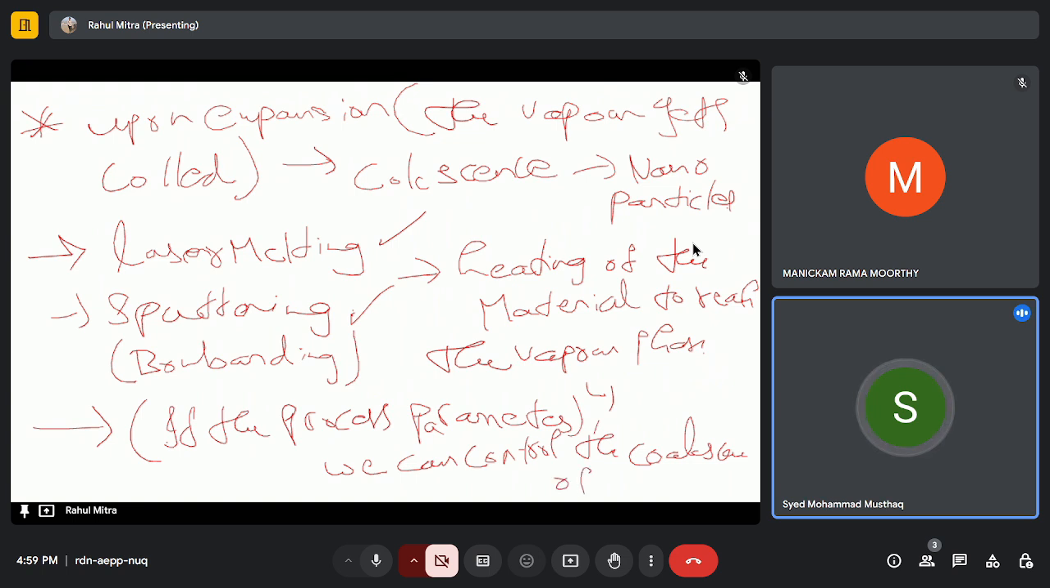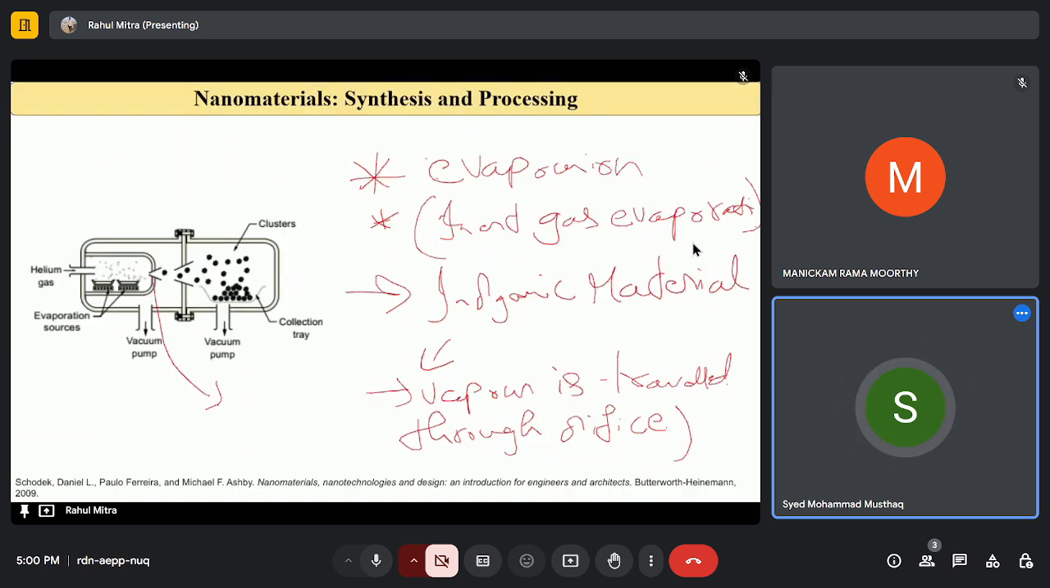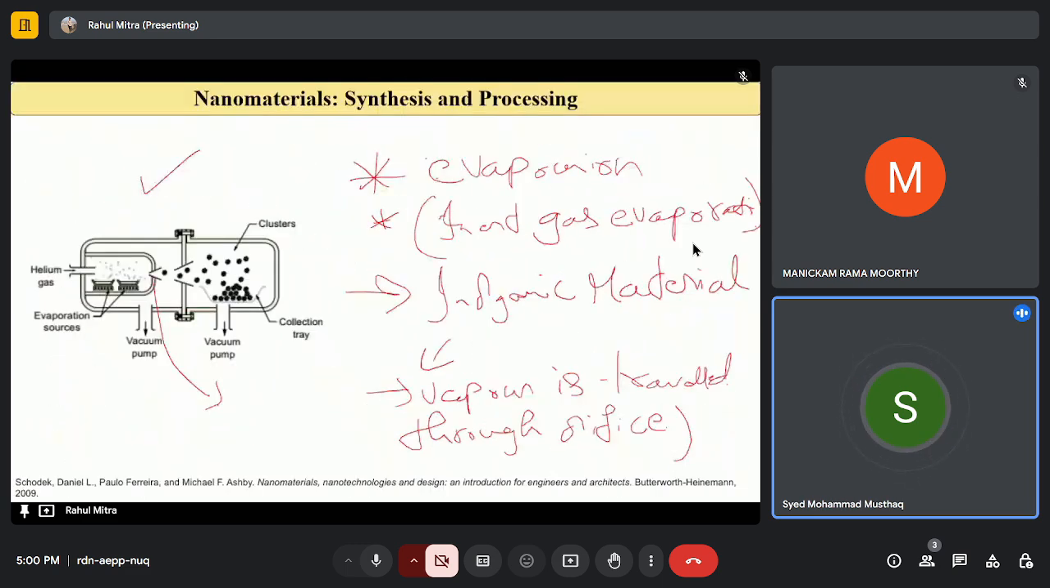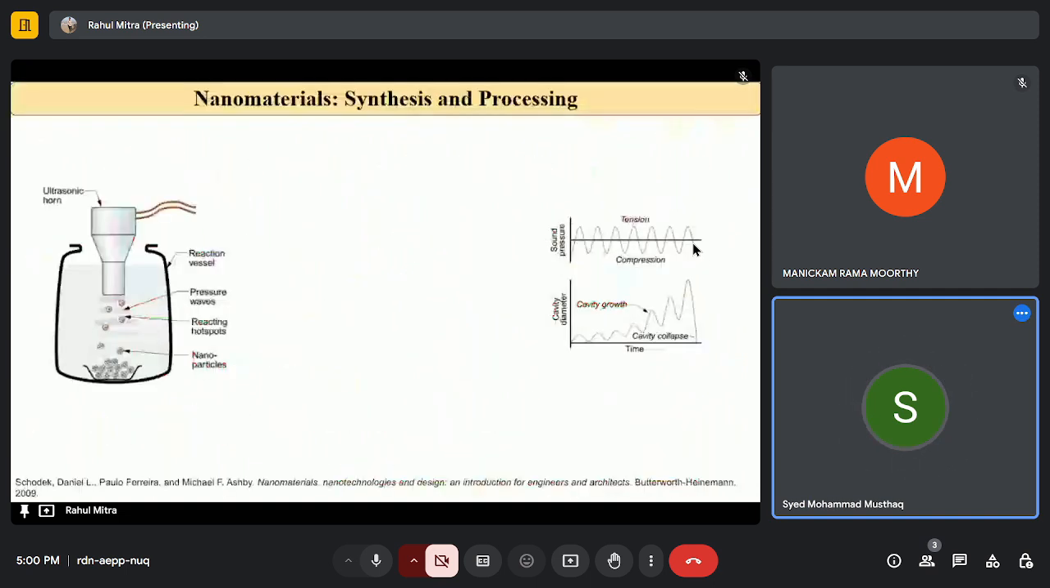The coalescence of nanoparticles. So these two, this one is the inert gas condensation, this one is inert gas evaporation. Again, this is also a bottom up approach, because we are again melting the material. We are having a vapor of atoms, and then we coalesce them to form nanoparticles.